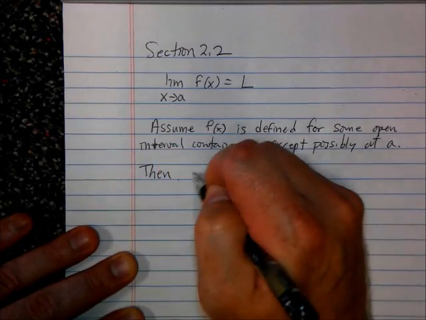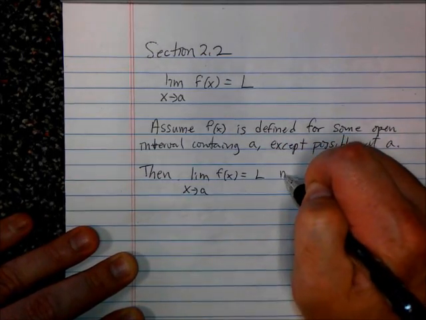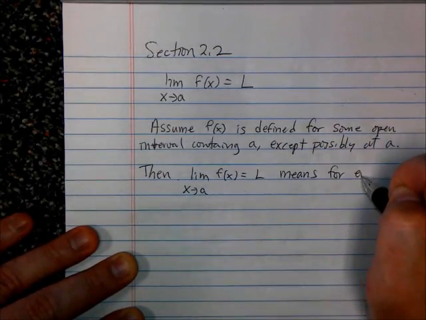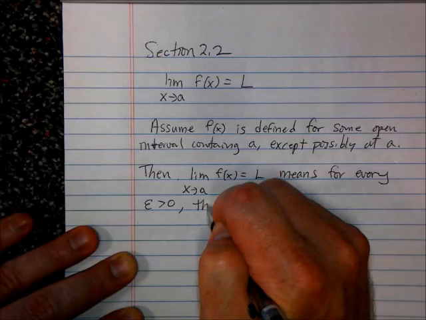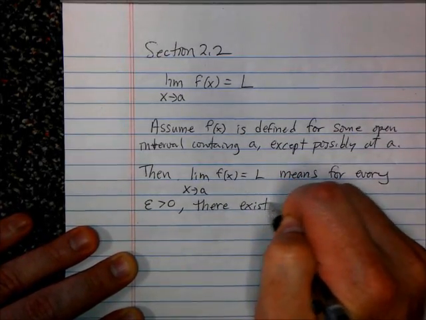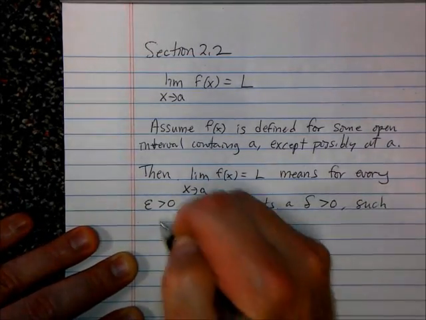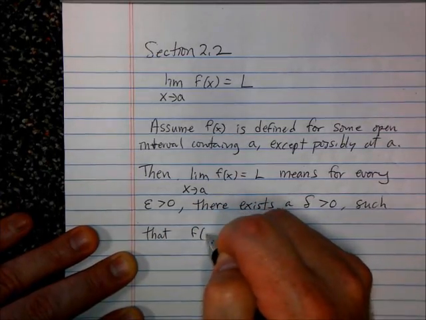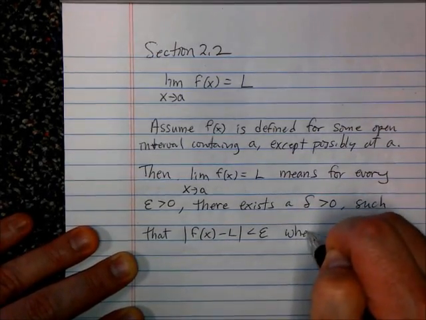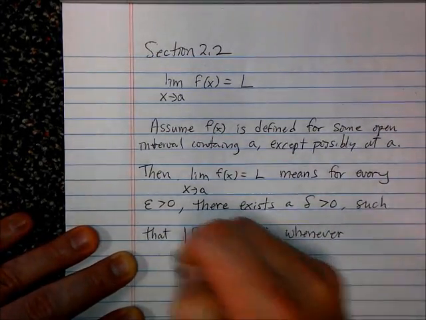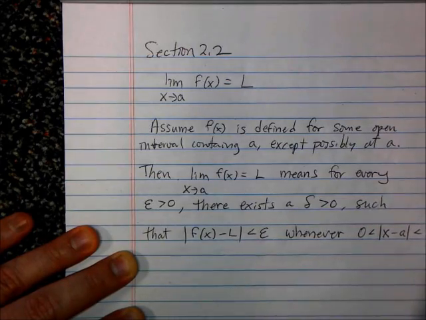Then, the limit as x approaches a of f of x equals L means for every epsilon greater than 0, there exists a delta greater than 0 such that the absolute value of f of x minus L is less than epsilon whenever 0 is less than the absolute value of x minus a is less than delta.